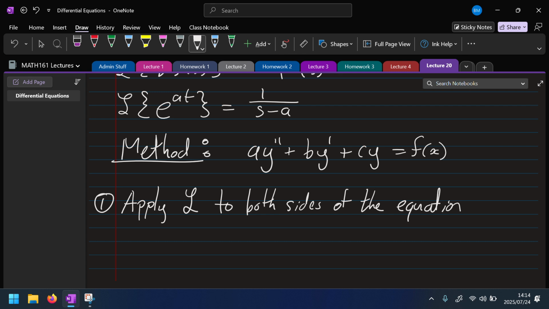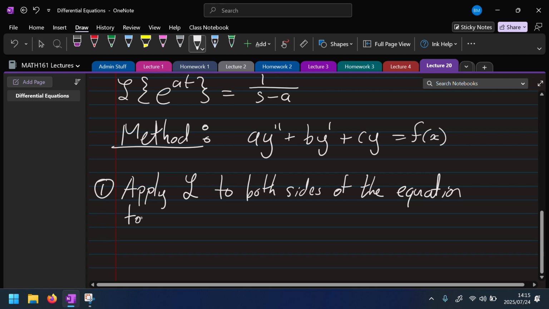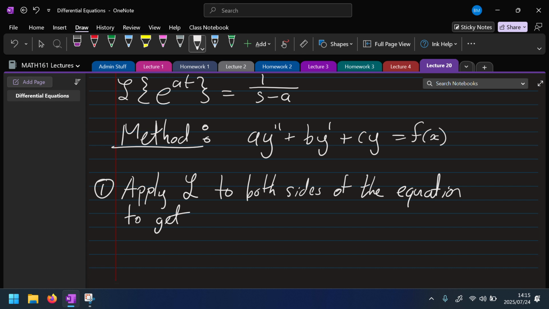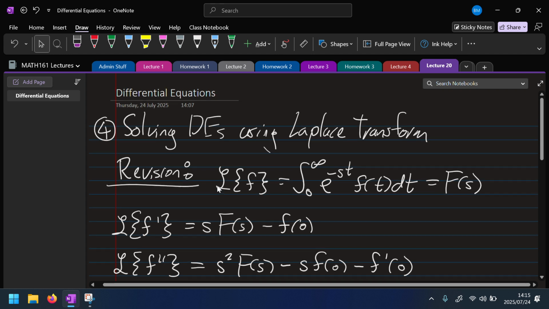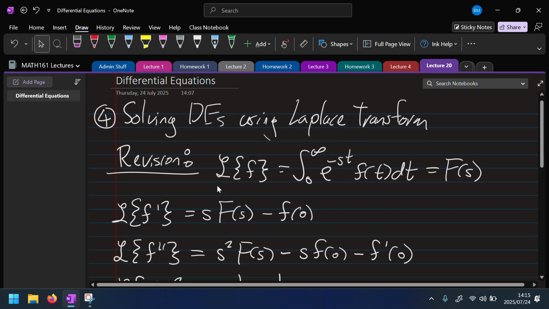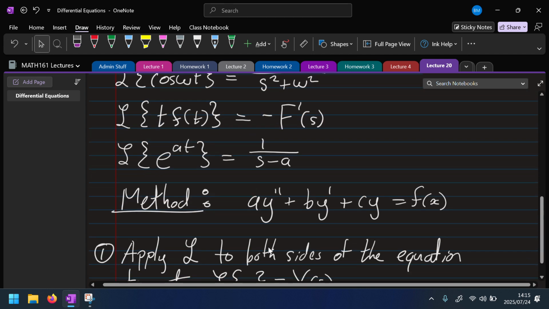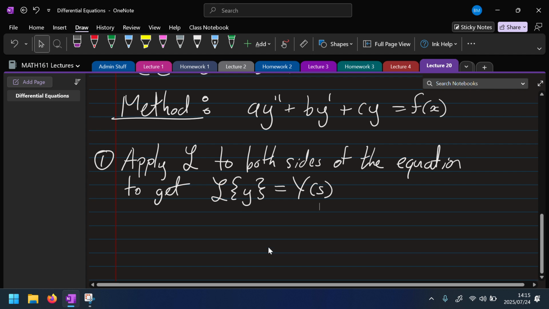Okay, so we've got this differential equation. You do the Laplace transform on the left and the right. Then we define the Laplace transform of y as capital Y of s. Right, very similar to what we have over here. So the Laplace transform of the little f became capital F of s. Here we just make the definition that the Laplace transform of y is capital Y of s.